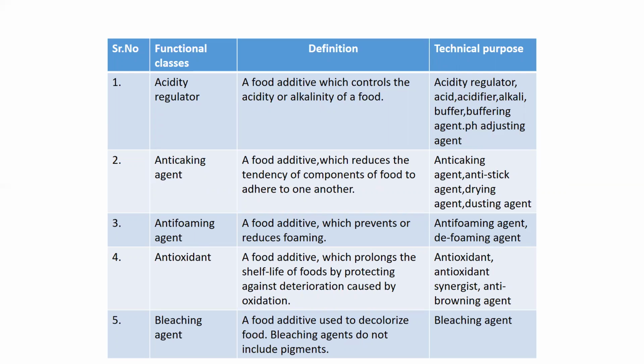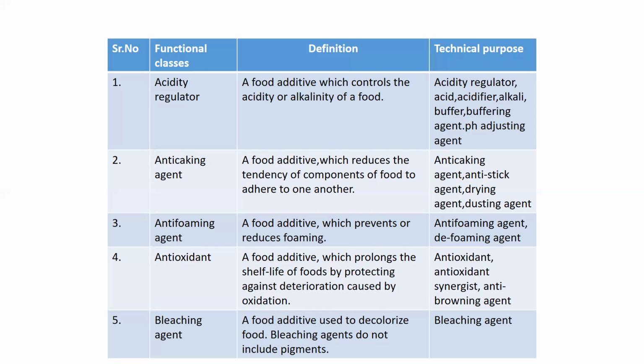Next is anti-foaming agent, a food additive which prevents or reduces the foaming. It is used as a defoaming agent or as an anti-foaming agent. The next one is antioxidant, a food additive which prolongs the shelf life of food by protecting it against deterioration caused by oxidation. So it acts as an antioxidant or an antioxidant synergist or anti-browning agent.